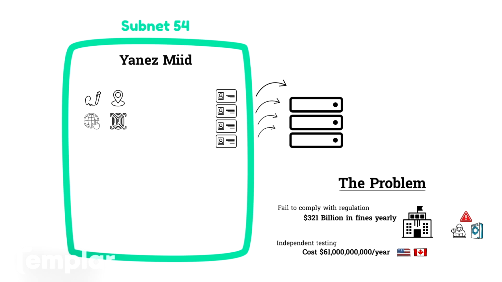So the Yanez Miid subnet, Miid stands for Multimodal Inorganic Identity Dataset, is currently relatively small and focused on creating name variations before expanding to other identifying attributes.